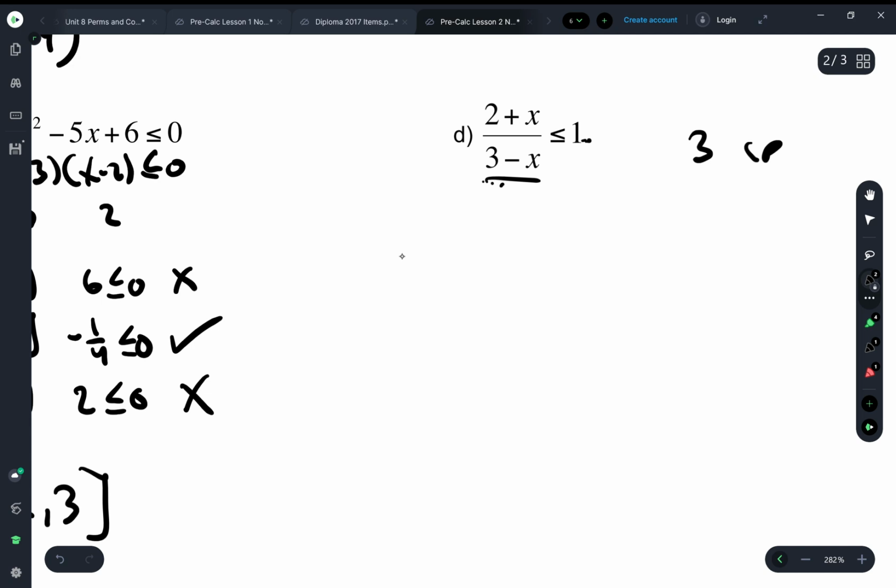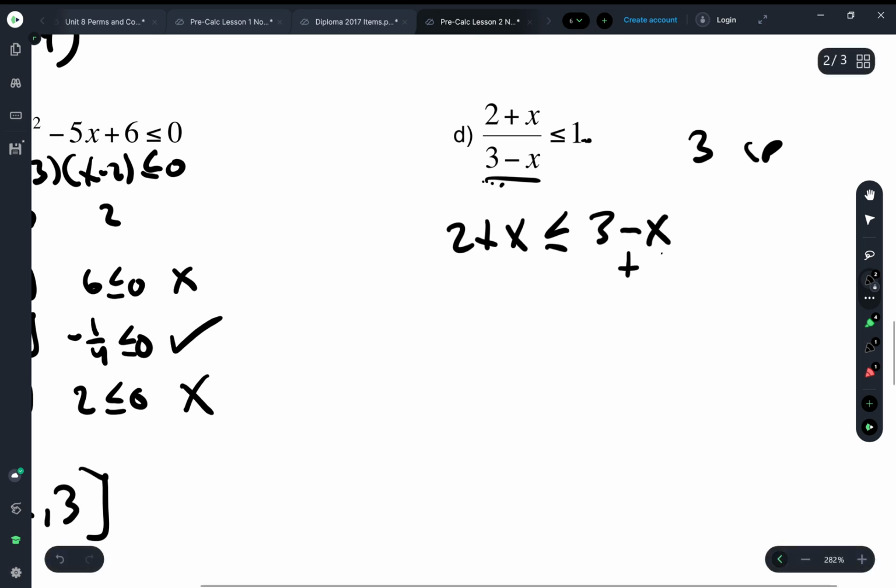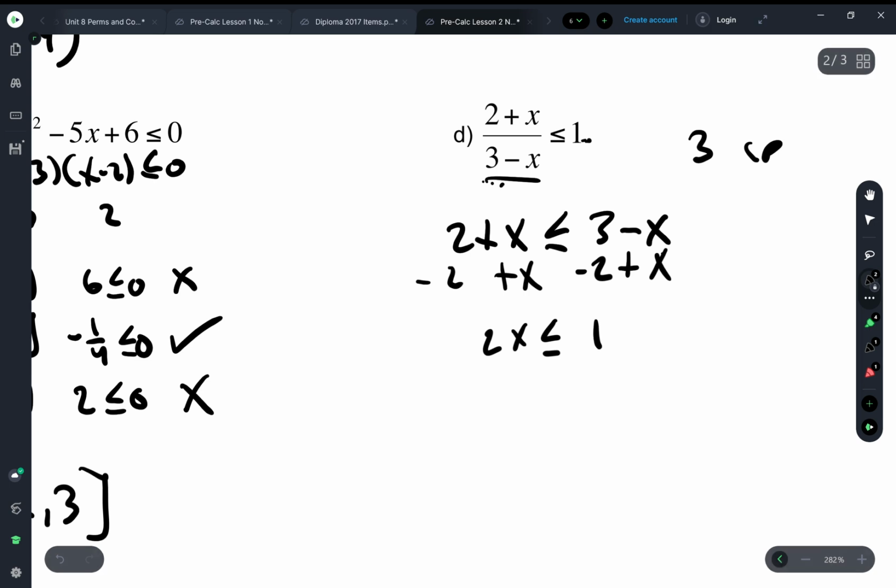So we can actually do some algebra here to solve. So we're going to do 2 plus x less than or equal to 3 minus x, right? I times that 3 minus x over. And now I'm just going to solve this. We're going to add x. We're going to subtract 2. I get 2x less than or equal to 1. So I get 1/2. So 1/2 is another value that we're going to pay close attention to.